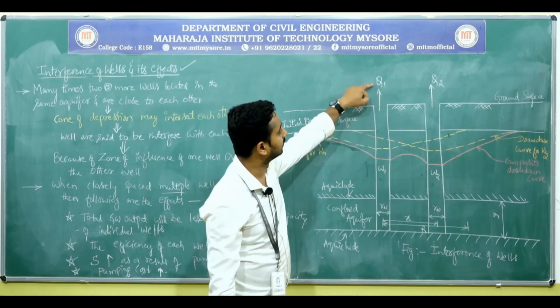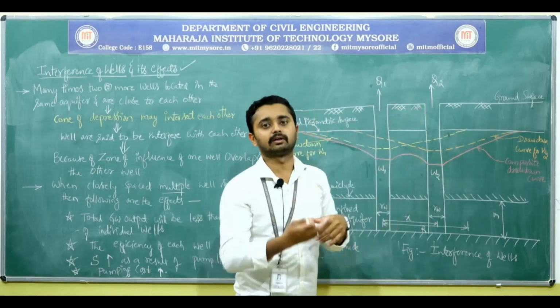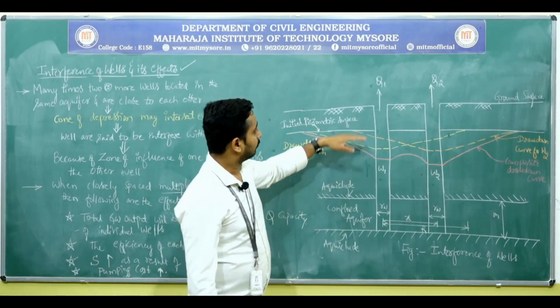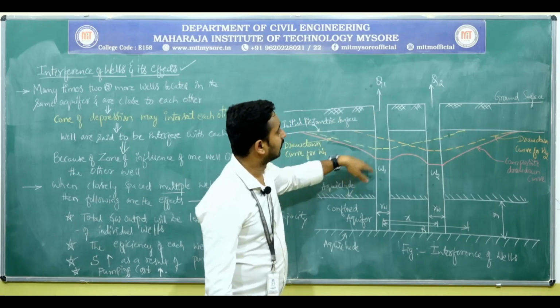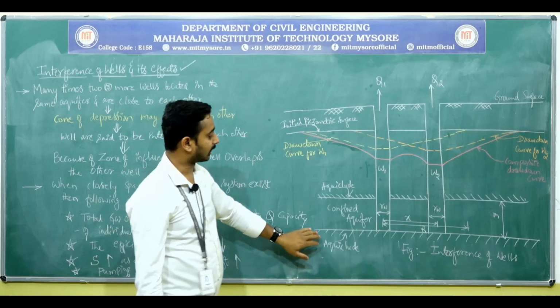Discharge from well 1 is Q1. Discharge from well 2 is Q2. Discharge is nothing but the pumping. Discharge Q1 from well 1 and discharge Q2 from well 2. Okay, this is aquiclude.